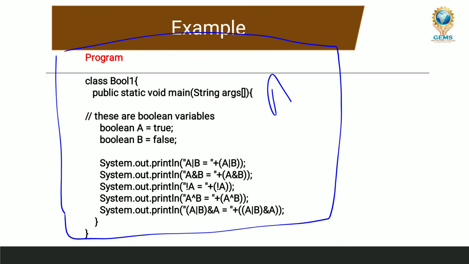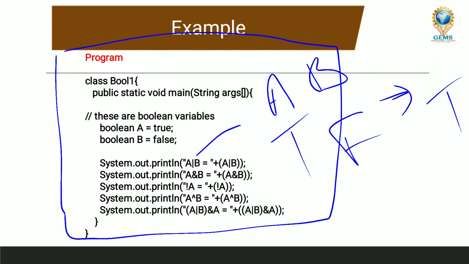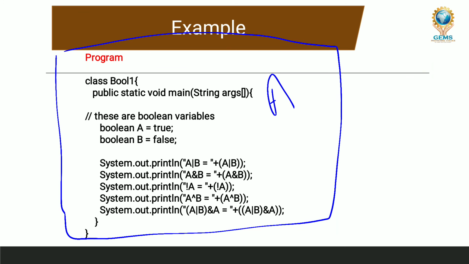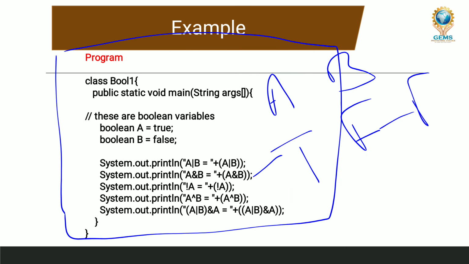With the OR operator, when A is true and B is false, what is the answer? The answer is true only. Why? Because it is an OR operator, it will print true. Next is this one condition, A and B. A is true and B is false. What is the answer? The simple answer is false. Why? Because except the true-true condition, the remaining conditions are all false in an AND table. So true, false gives false only.